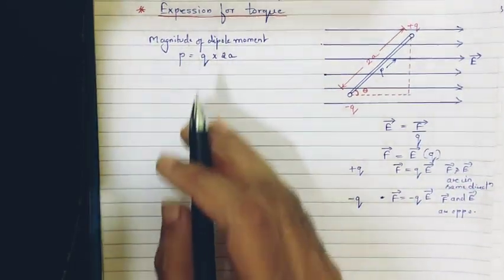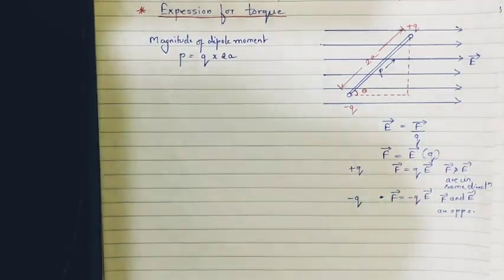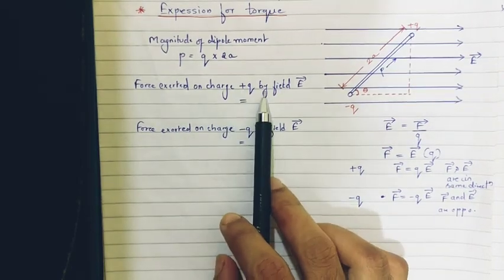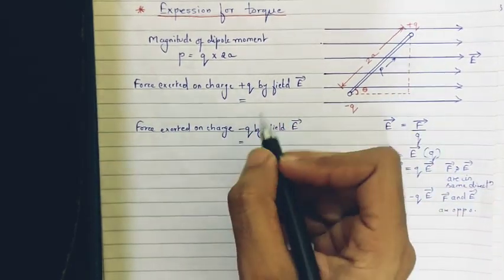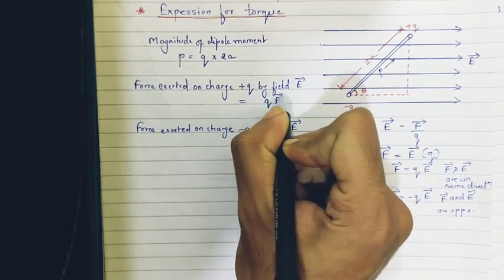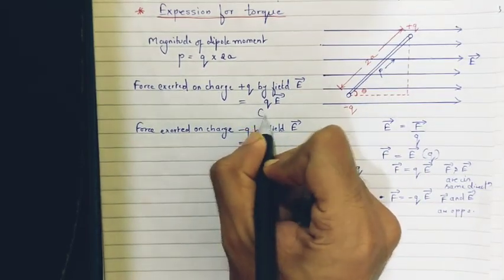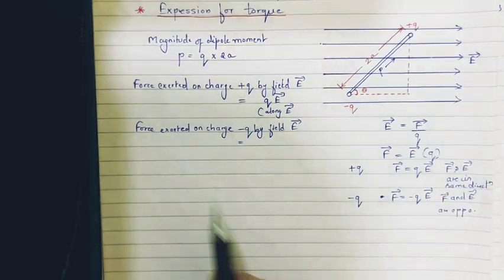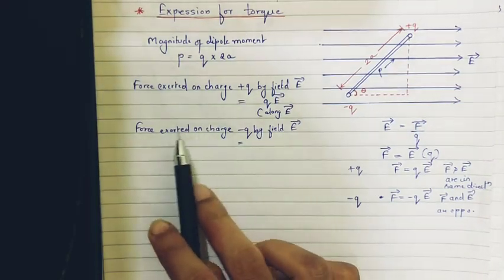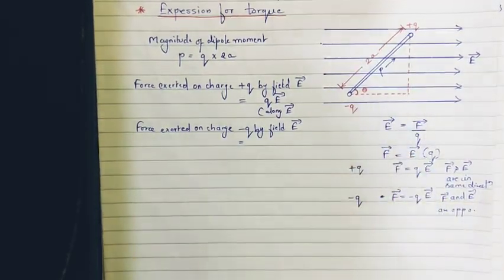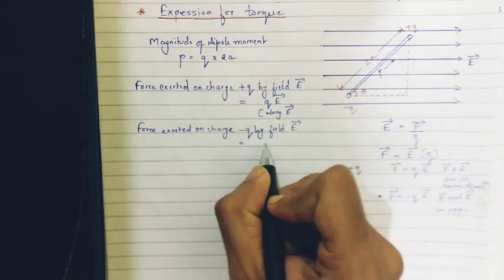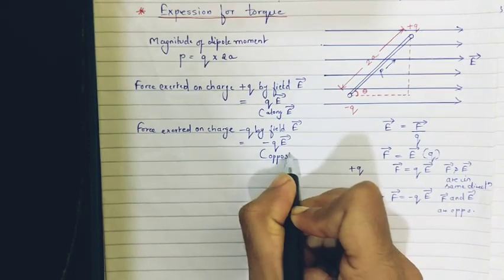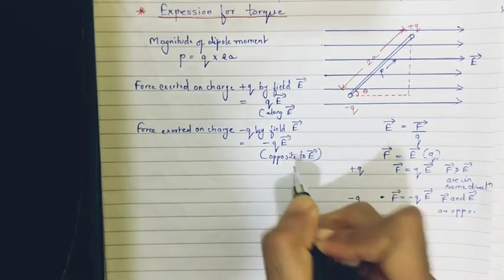Let us first write down the expression for the force. As we know, the force exerted on charge plus Q by the field E is going to be Q into E, and the direction of this force is going to be along E, since force and E are in the same direction. Again, the force exerted on charge minus Q by the electric field E will be minus Q into E, and the direction is going to be opposite to E.